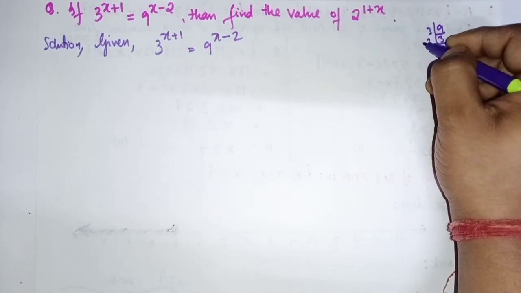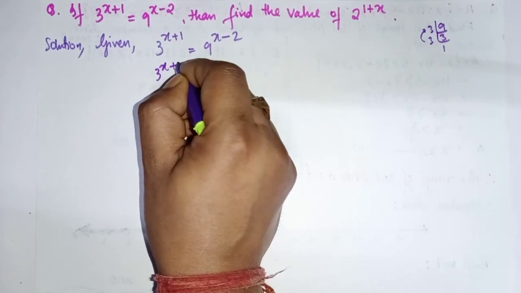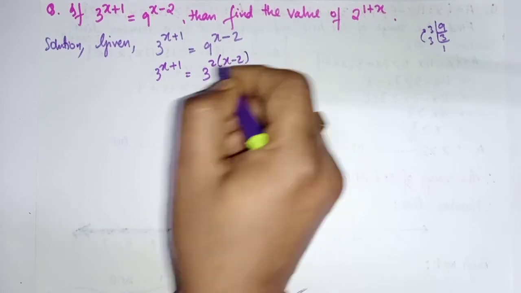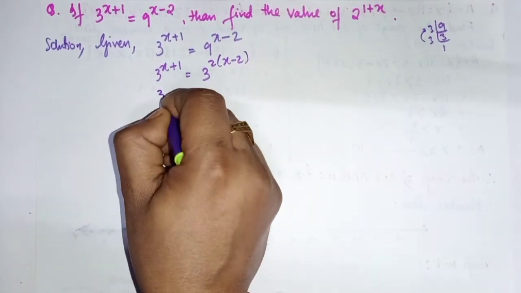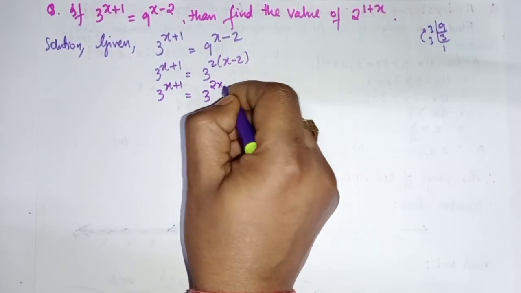So how many 3s are coming? 2. So that means I can write 3 squared. 3 to the power x plus 1 equals 3 squared, and this will be your x minus 2. Now what can I do? 3 to the power x plus 1 equals 3 to the power 2 into x, 2x minus 2 to the 4.